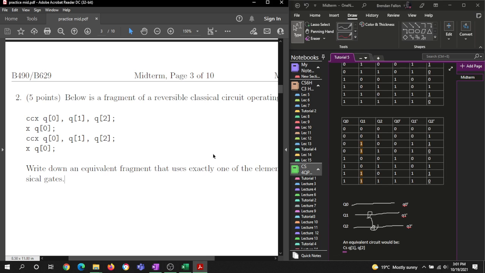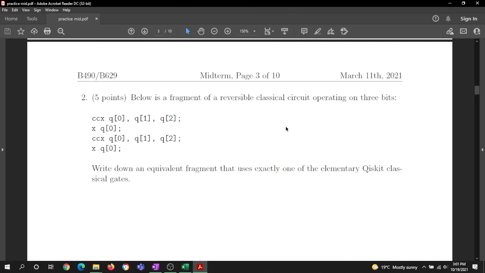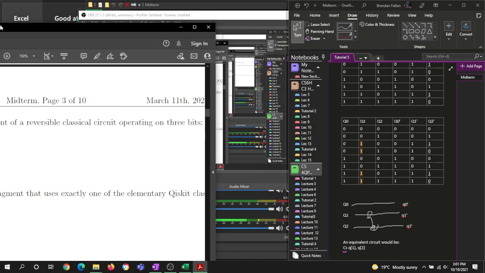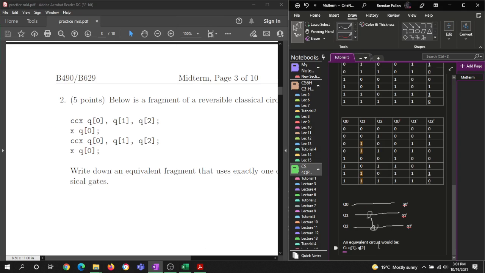Yeah, it probably wants us to write it in Qiskit notation. So yeah, that's exactly what we did. CX 1 and 2. So that is question number 2 all done.